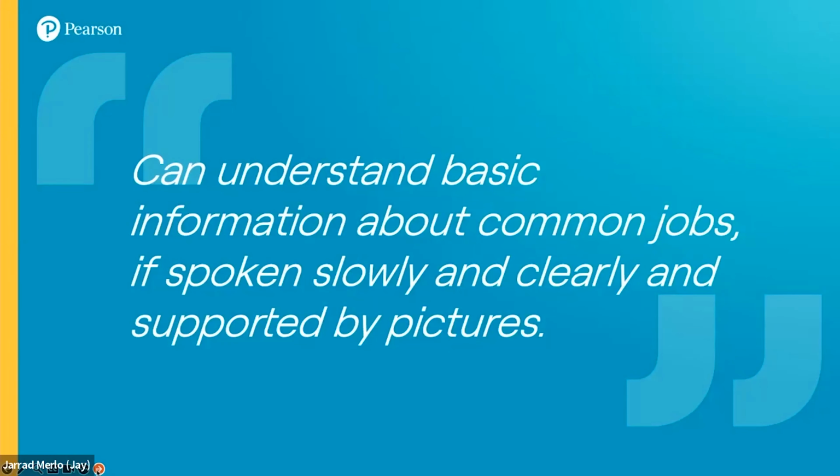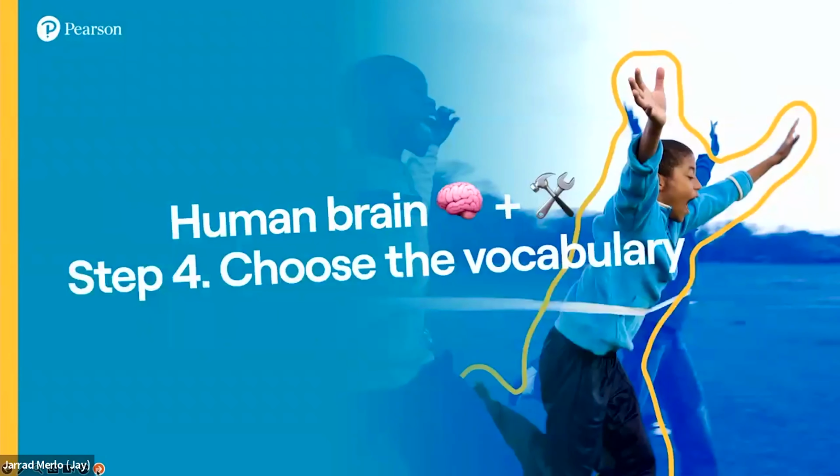Now, the specific learning objective, which I'm going to turn into a testing objective, is this. This is what we're going to focus on today. Can understand basic information about common jobs if spoken slowly and clearly and supported by pictures. So this is a perfect kind of level, a perfect kind of skill for our A2 level learners, talking about jobs, occupations, what somebody does, okay? So that was a good step there.